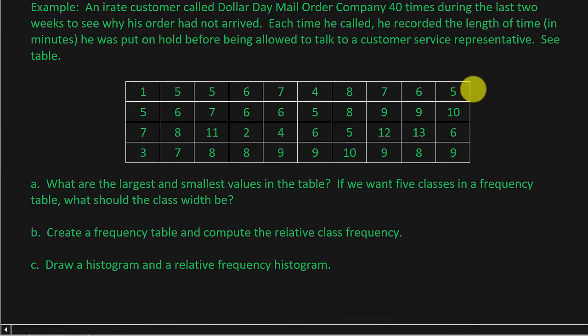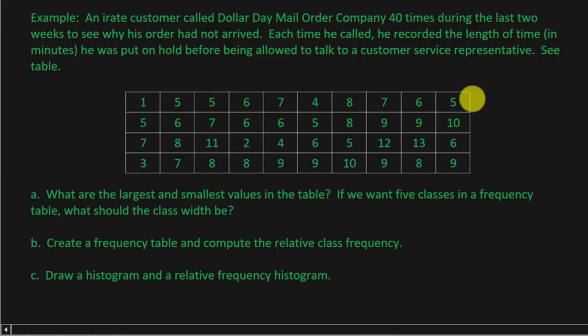All right, let's take a look at another. Oh, I left myself a bunch of space to work it out. All right, so let's look at this. It says an irate customer called Dollar Daily Mail Order Company 40 times during the last 2 weeks to see why his order had not arrived. So he must have been pretty mad. Each time he called, he recorded the length of time in minutes he was put on hold before being allowed to talk to a customer service representative. See the table. So these are the times he had to wait right here.